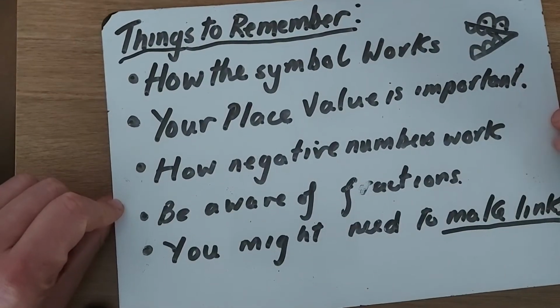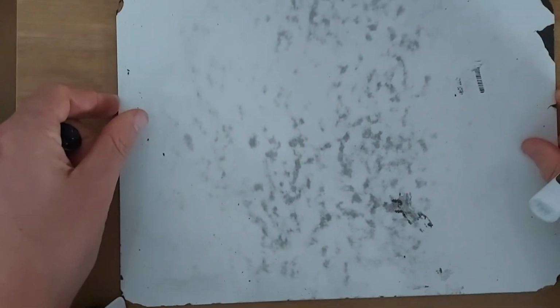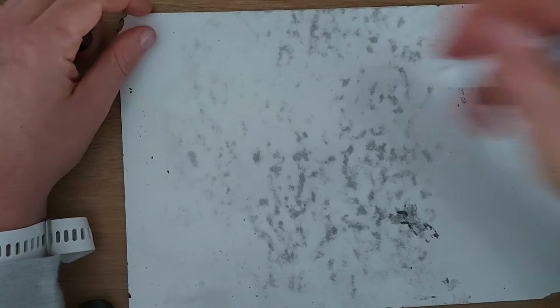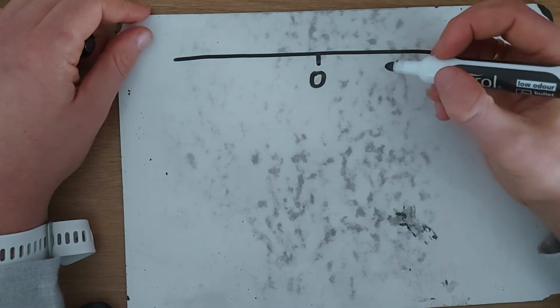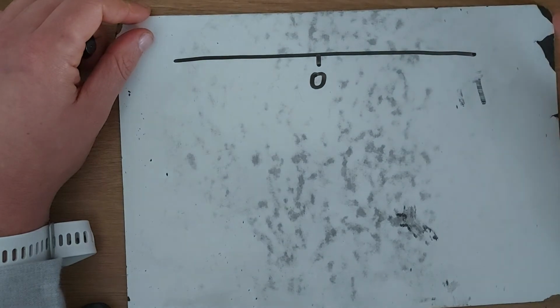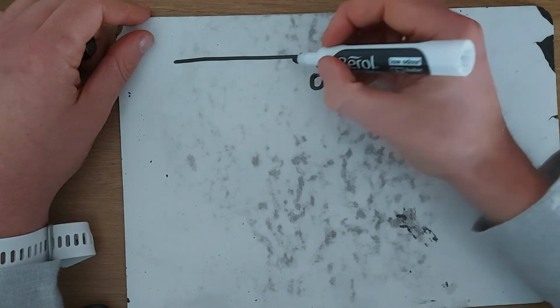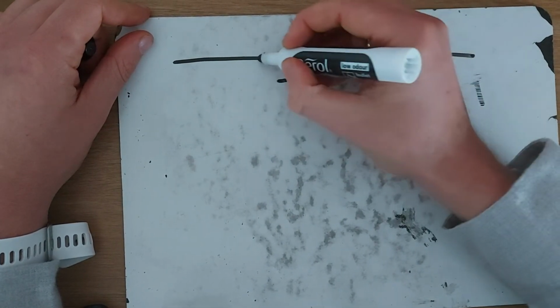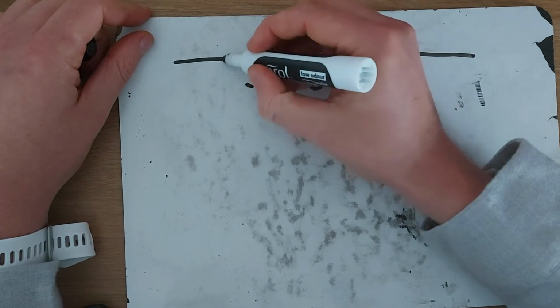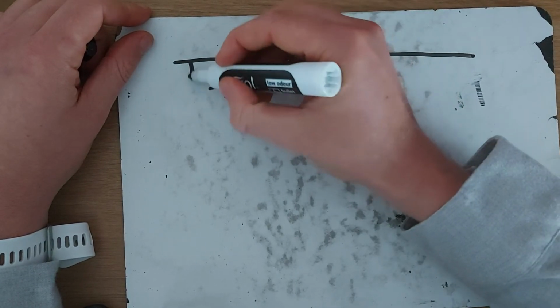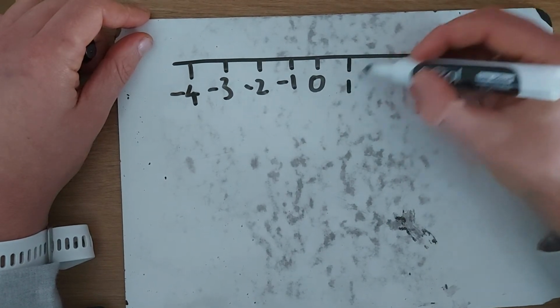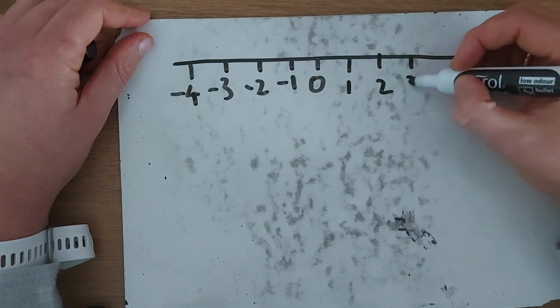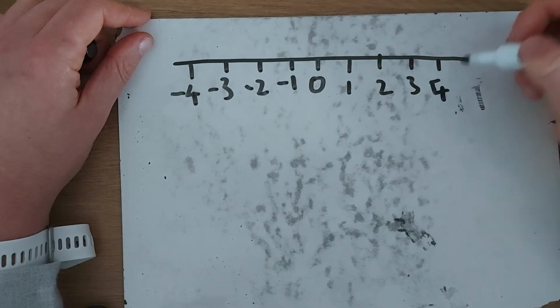Then I think the next thing I talk about, let's have a quick reminder, is negative numbers. Now, there might be some trickier negative numbers. Let's draw a quick number line. And this is 0. Remember, we get negative numbers in temperature. If the temperature drops below 0, we'd get -1, -2, -3, oh, it's very cold, -4. And then on this side, we'd have our normal temperatures: 1, 2, 3, 4 degrees, yeah?